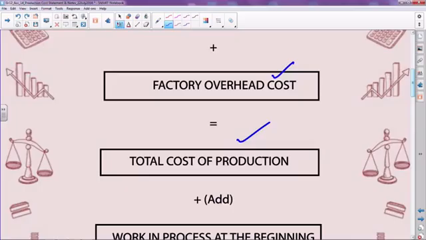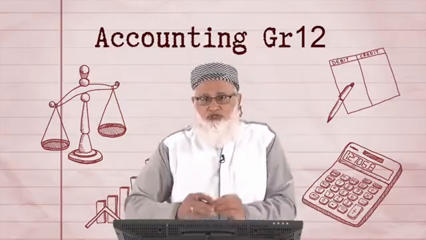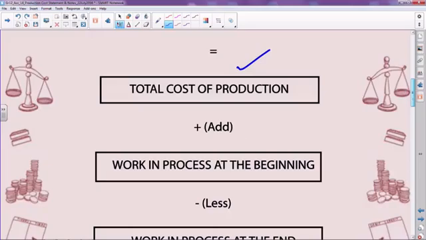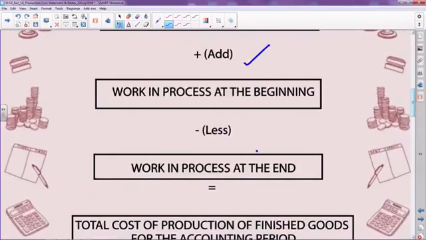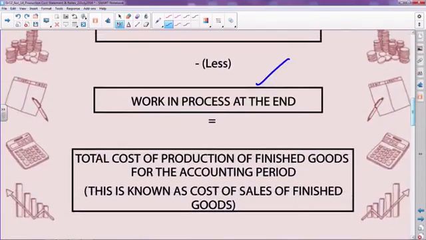Now, if you walk into any factory at any time, especially at the end or at the beginning of the year, you're going to find certain goods that are in a semi-state of production. In other words, they're not totally manufactured, and we refer to that as your work in process, which we add at the beginning of the year, and then subtract our work in process at the end of the year. This, grade 12s, will give us our total production of finished goods for the accounting period. This is known as your cost of sales of finished goods.